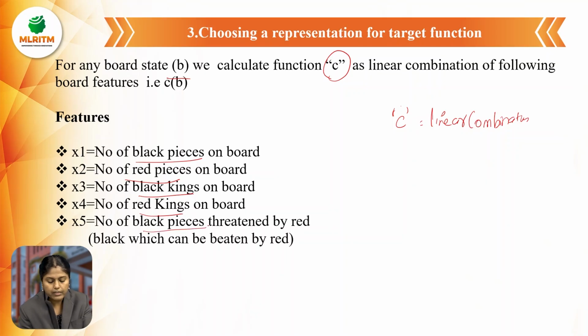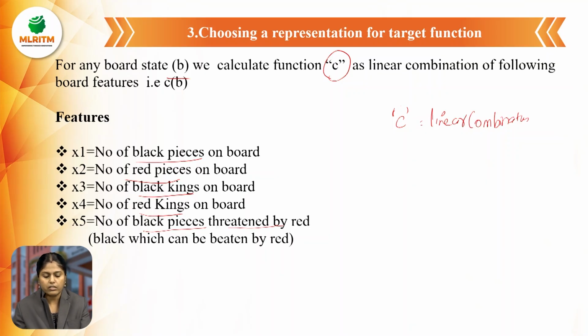The number of black pieces threatened by red. The number of black pieces threatened by red means the black pieces which can be beaten by red. What do we mean by threatened by red? It means whatever black pieces are there which can be beaten by the red. Okay, these are the 5 features that we are going to use for the representation of the target function.